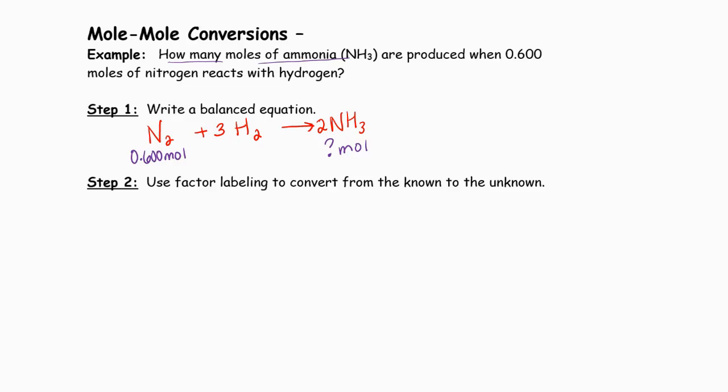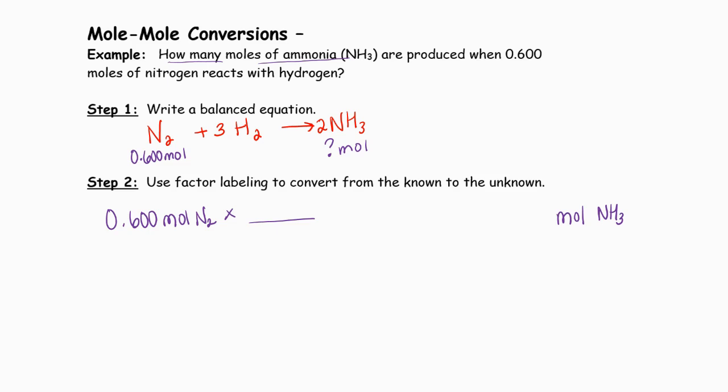So we're just going to do some factor labeling. The information we have is 0.600 moles, and it's going to be really important that you write of N2, because look at what we're looking for. On the right side of my factor labeling, I'm going to write moles of NH3. So we need to get moles of N2 to moles of NH3.